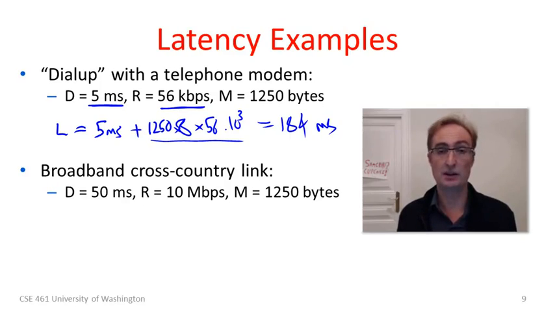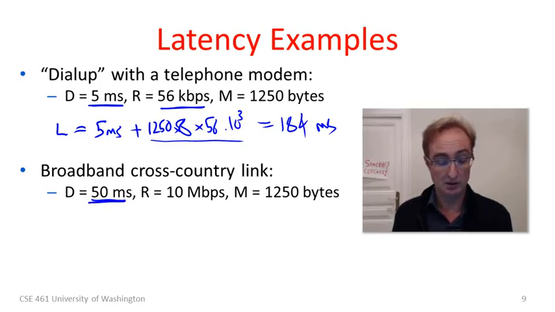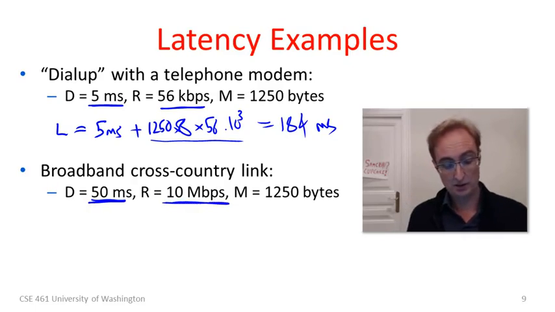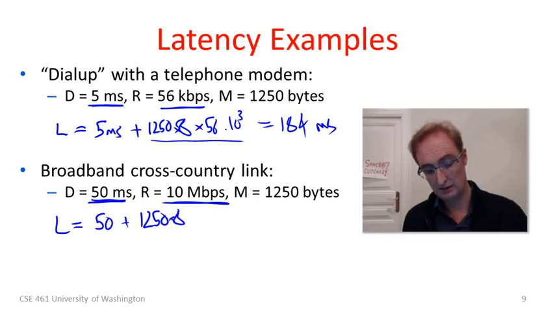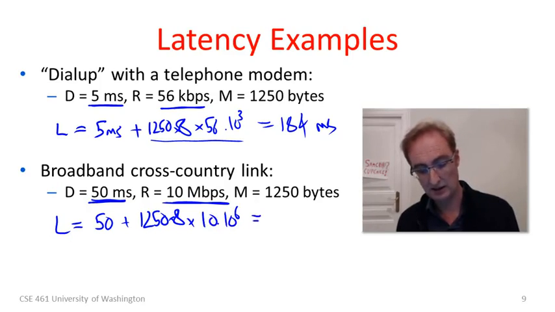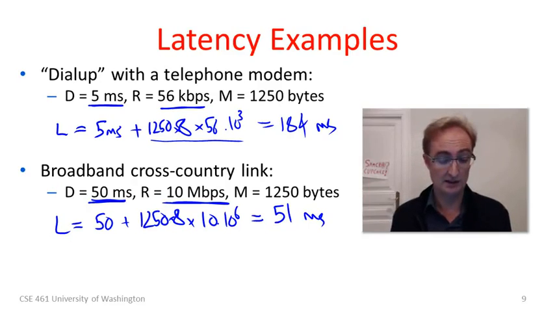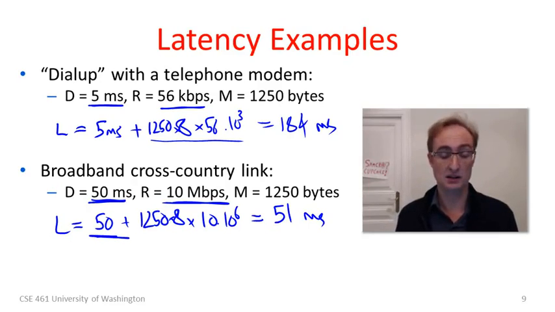Second example, broadband. You're sending information across country. Here the delay is going to be larger. Let's just call it 50 milliseconds would be reasonable. You're also using a much faster link. 10 megabits per second would be a decent broadband. Let's do our calculation again. The latency is equal to 50 plus, we have the same message in bits, 1250 by 8, divided by 10 megabits per second, that's 10 by 10 to the 6, and I'll tell you that's equal to about 51 milliseconds. In this case, all of the latency came from the propagation delay. The transmission delay contributed very little.